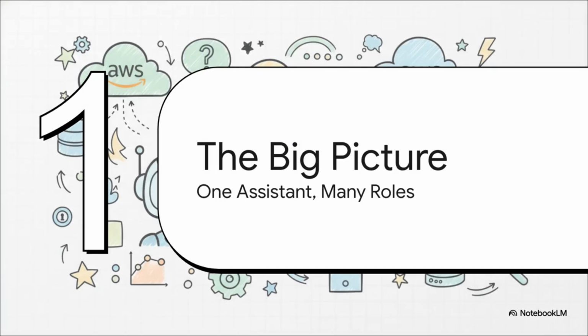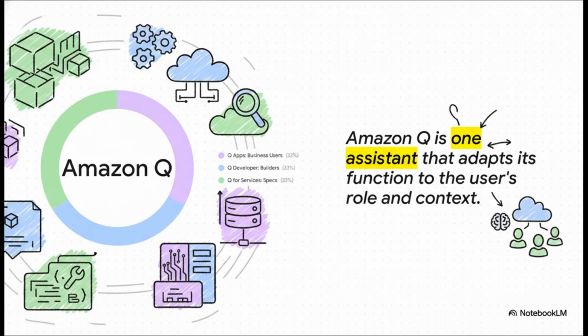Okay, let's zoom back out and put all the pieces together. We've looked at 3 different versions of Amazon Q, but it's really important to see them all as part of one single strategy. When it all comes down to it, here's the key. Amazon Q is one intelligent assistant that just changes its job based on who you are and what you're trying to do. It's Q Apps when you're a business user, it's Q Developer when you're a builder, and it's Q for Services when you're a specialist working deep inside one particular service.